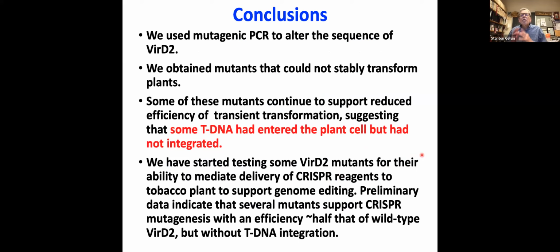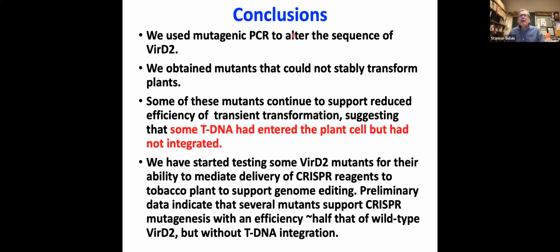So we don't have the perfect VIRD2 mutant yet. The perfect one would be wild-type levels of transient transformation and wild-type levels of editing, but essentially no stable transformation. We have mutants that have almost no stable transformation and about half the level of transient transformation and half the level of editing of wild type. So whether that's going to be good enough, there's a trade-off here. It doesn't edit quite as well as wild type, but it has essentially zero stable transformation, so you're not getting T-DNA integration.